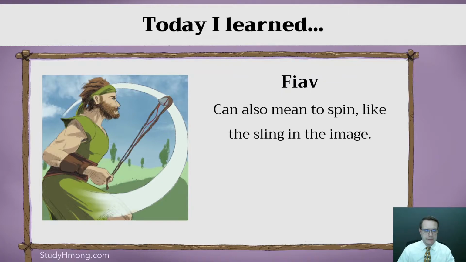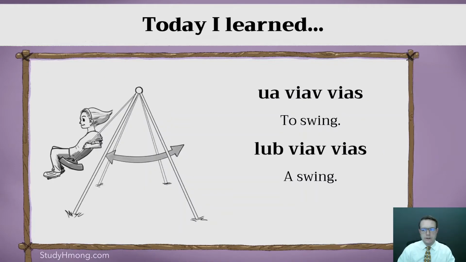So just like in the image there, you can see it can also mean to swing something kind of like a sling, like you spin it around in that sense. So it can mean spin in that sense as well. Alternatively, another phrase, or via via, means to swing, just like you see in the picture on a swing. And if you change the verb to the noun classifier, lu via via, it can mean a swing, just like you see in the picture.